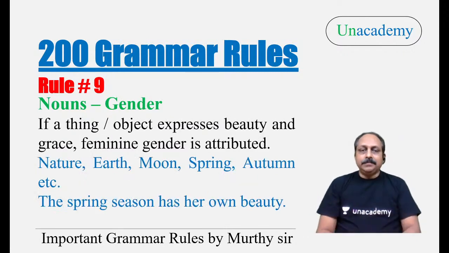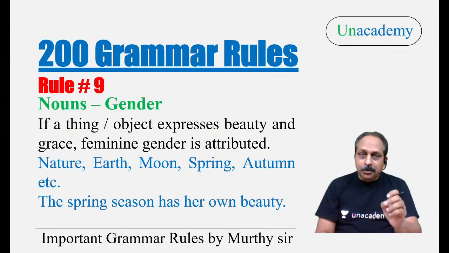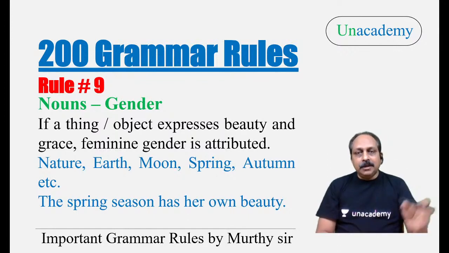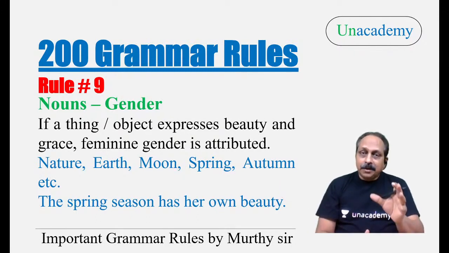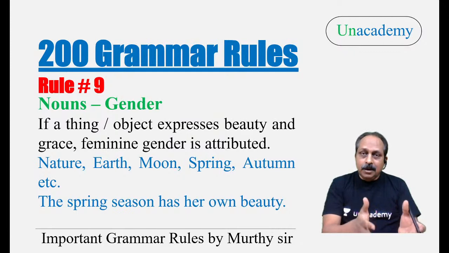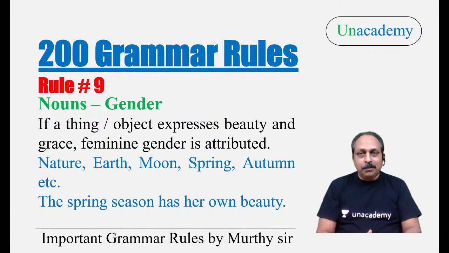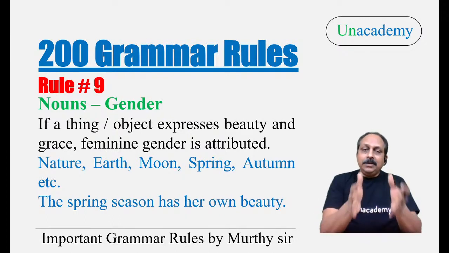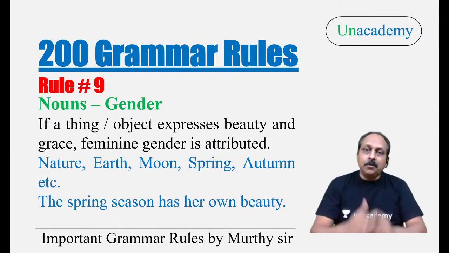The next dimension, I'm still with the same rule. If a thing or object expresses beauty and grace, feminine gender is attributed. Power and strength, masculine gender; beauty and grace, feminine gender. What are the examples over here? Nature. Nature is very beautiful. Earth, planet Earth is the most beautiful planet as far as our knowledge goes. Moon, as the subject for many poets. Spring season, autumn, etc. Now, when you learn the rule, you should also know how they ask the question.